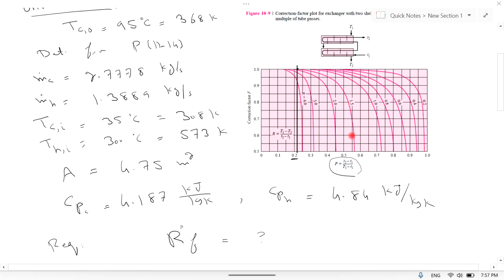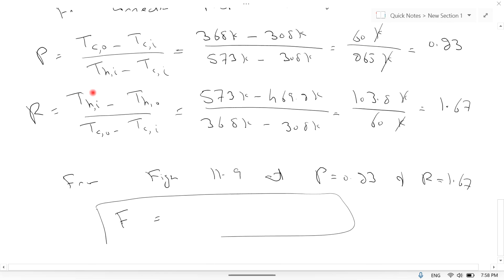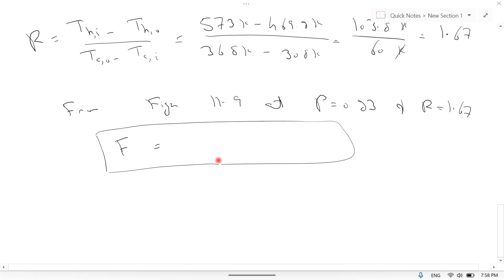R for 1 is this curve, which is 1.5, and this curve is for 2. It means 1.67 is between these two. So if I draw a curve just like this, it will intersect this vertical line at this point. If I draw a straight horizontal line here, it will intersect the correction factor at 1. It means that the correction factor is 1. So from the chart, the correction factor is 1.